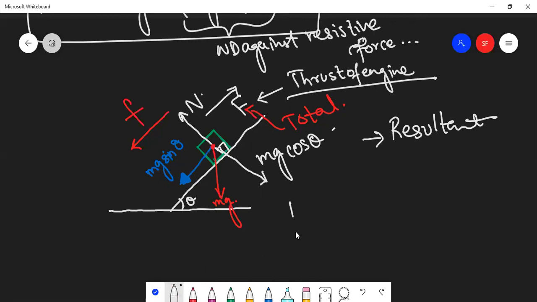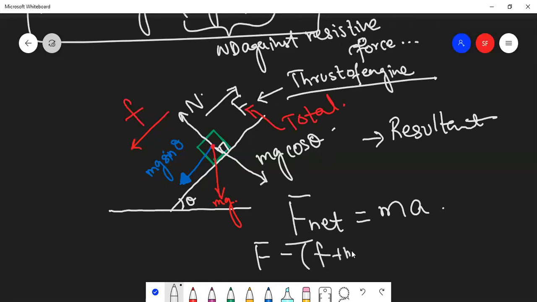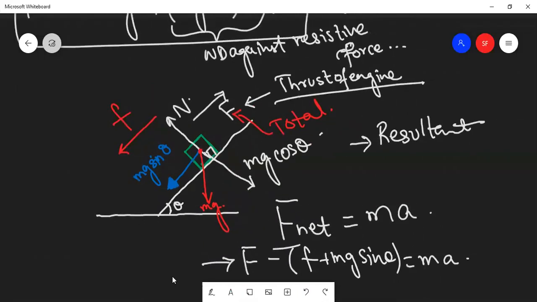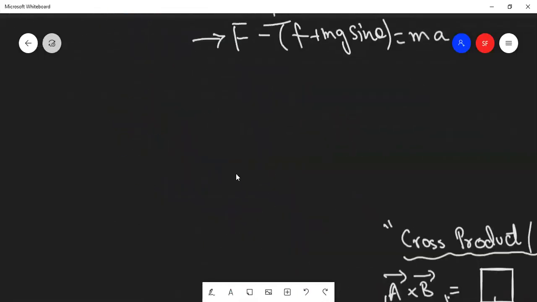This net force F is the force which you apply in Newton's second law, and this is achieved when you subtract the backward forces from the forward force. The forward force is F, subtract the backward forces, which are friction F and mg sine of theta in this case. Clear? Now, this was about the inclined plane.